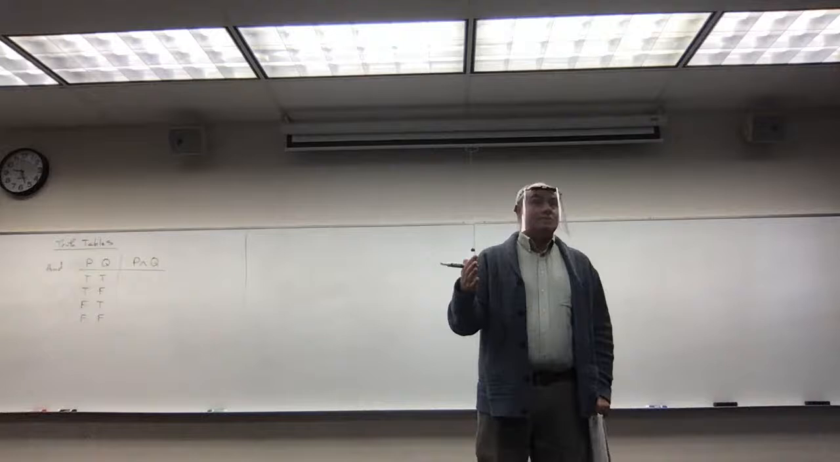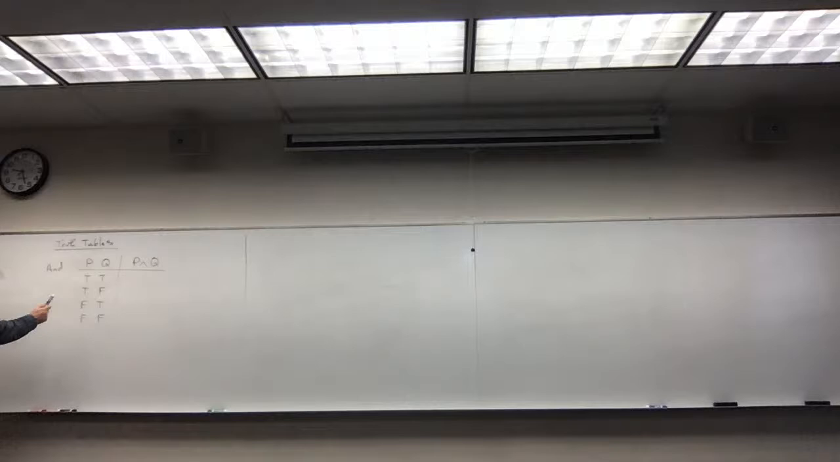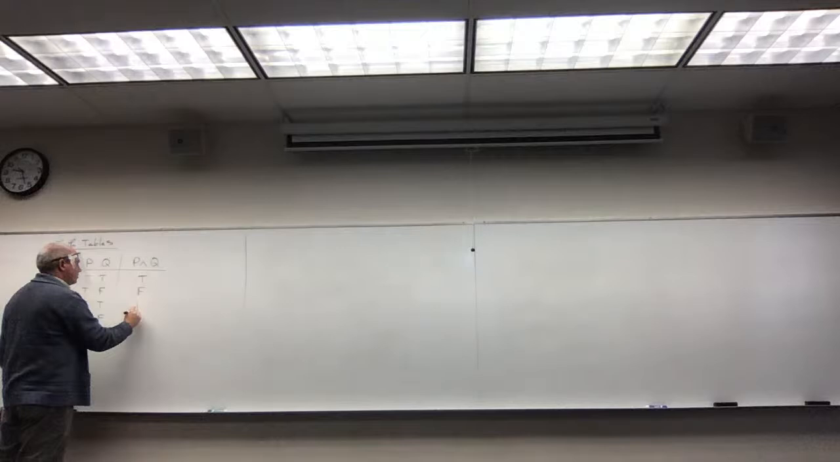So for an and statement to be true, both of the statements P and Q need to be true. So this is true. But if either one of them is false, then we say that the and statement is false. So the rest of these are false. Okay.